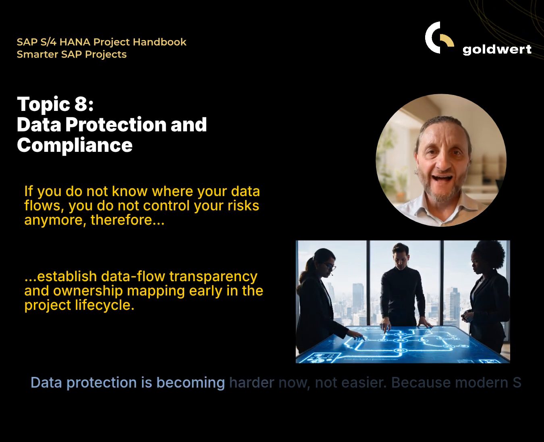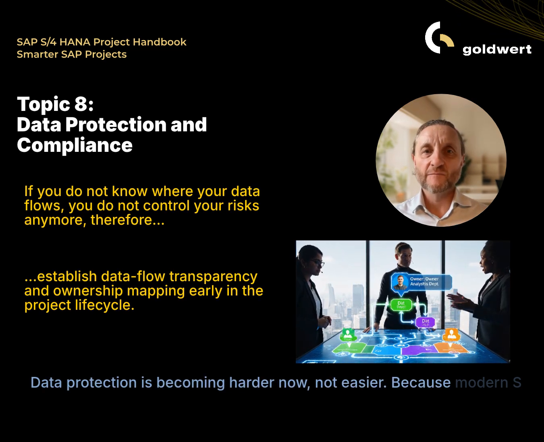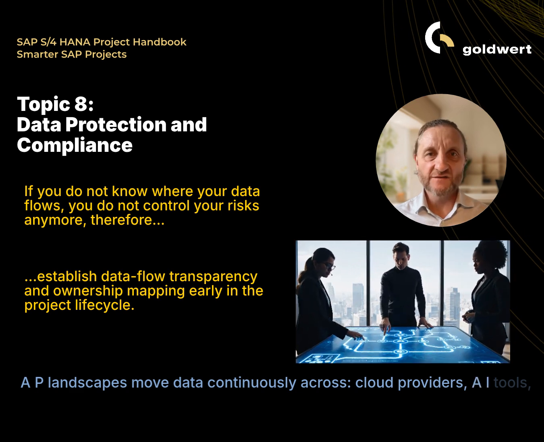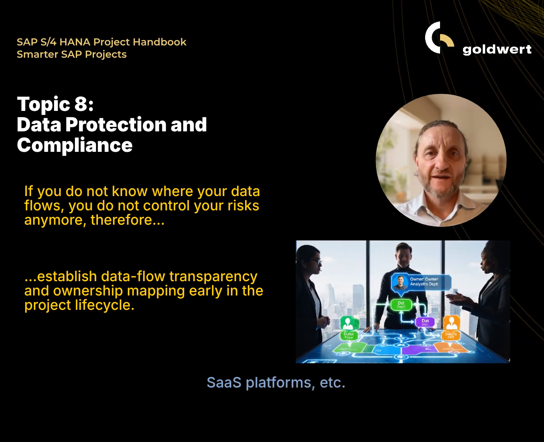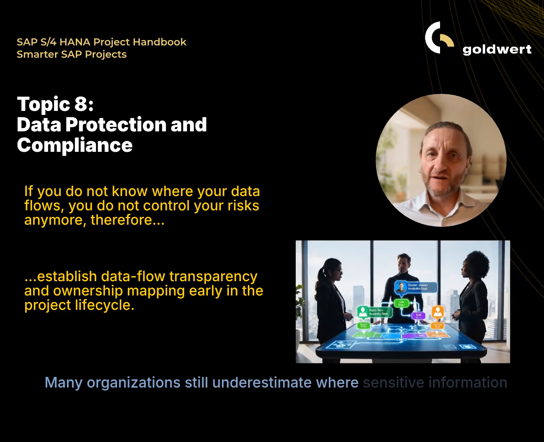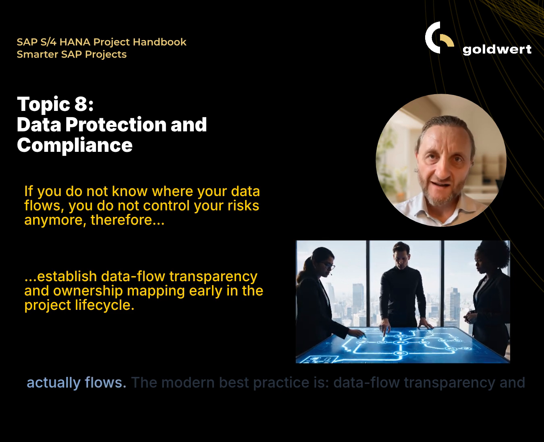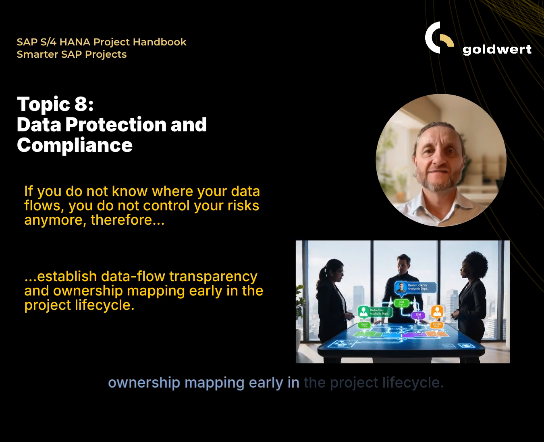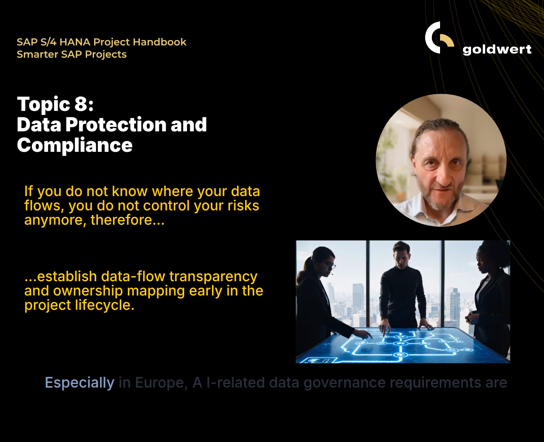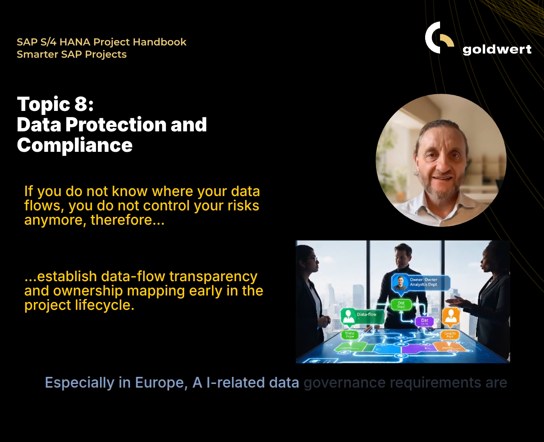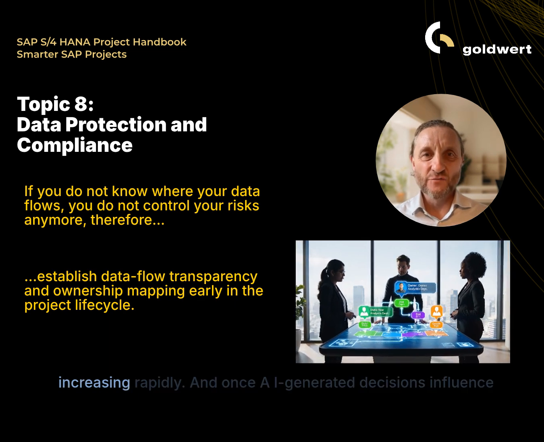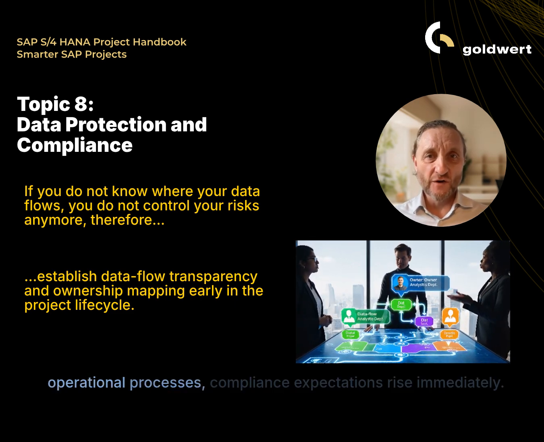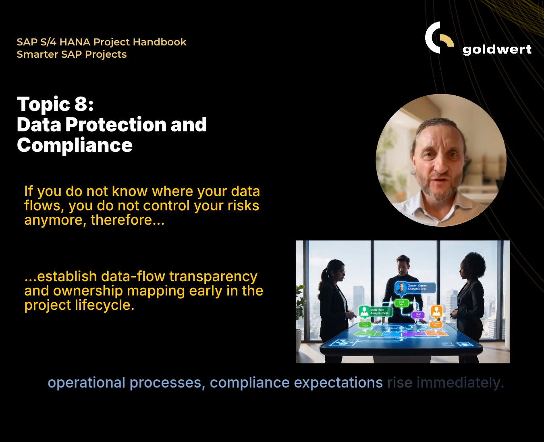Data protection is becoming harder now, not easier, because modern SAP landscapes move data continuously across cloud providers, AI tools, SaaS platforms, etc. Many organizations still underestimate where sensitive information actually flows. The modern best practice is data flow transparency and ownership mapping early in the project lifecycle. Especially in Europe, AI-related data governance requirements are increasing rapidly. And once AI-generated decisions influence operational processes, compliance expectations rise immediately.